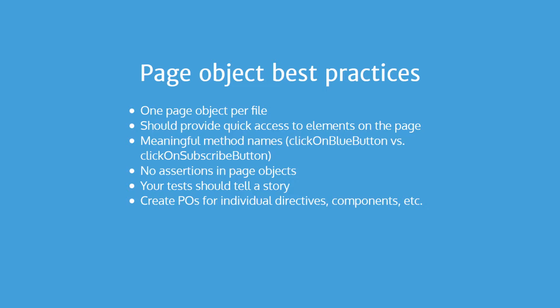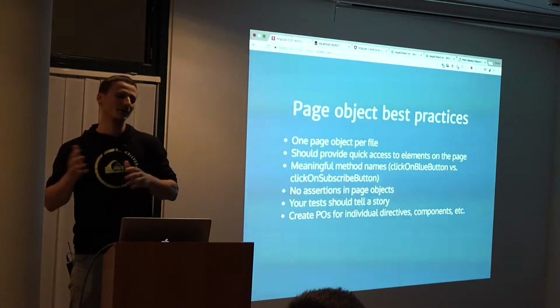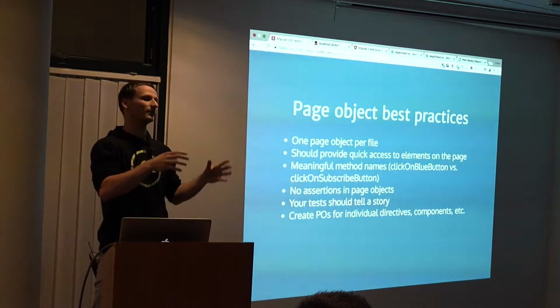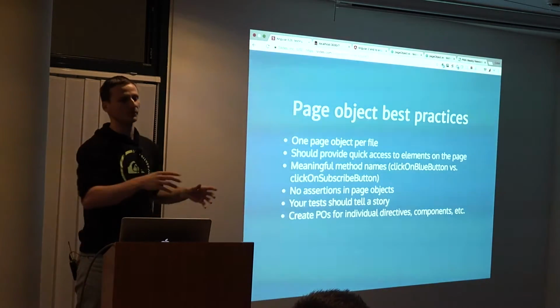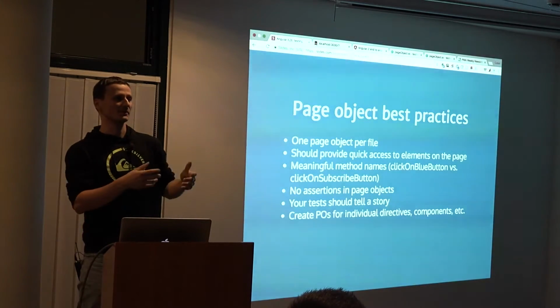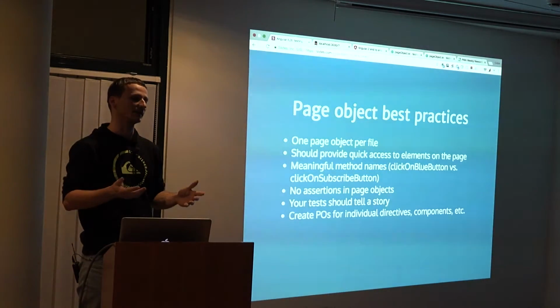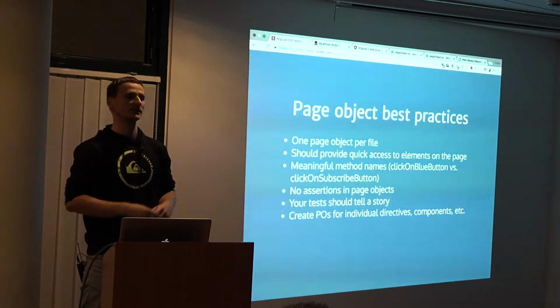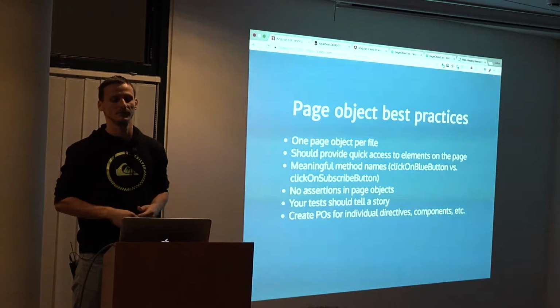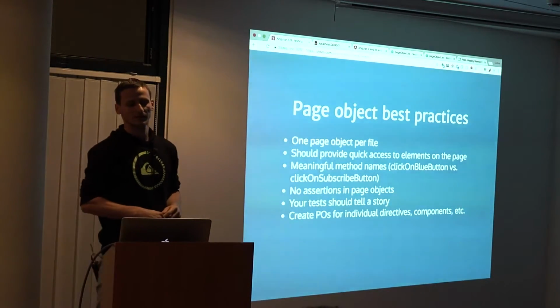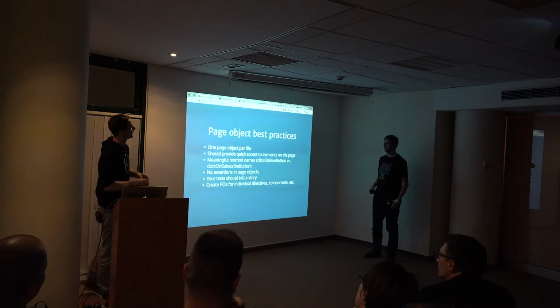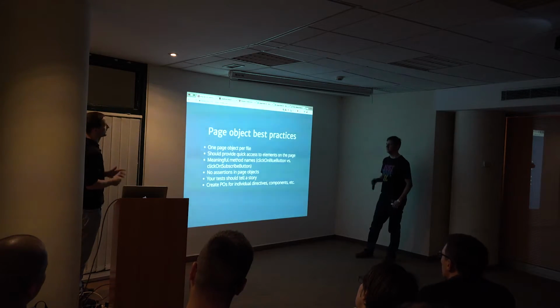And there is one good tip. The name is page object, and that might suggest that you should create one page object per application page. That's not necessarily true, because you have smaller things in your application, like small components and directives. One example is a modal. You use modals everywhere in your application. You don't want to repeat the same thing over and over again, so you create a page object for your modals, and then you can use that modal page object everywhere in your tests. So that's it really. It's good to use page objects.